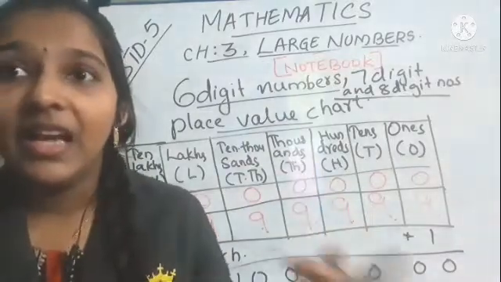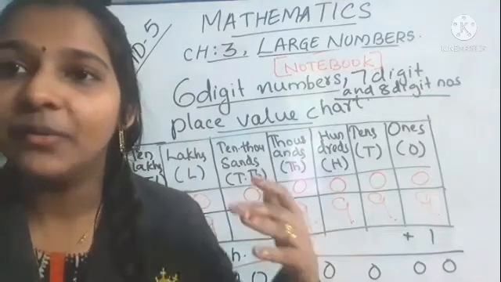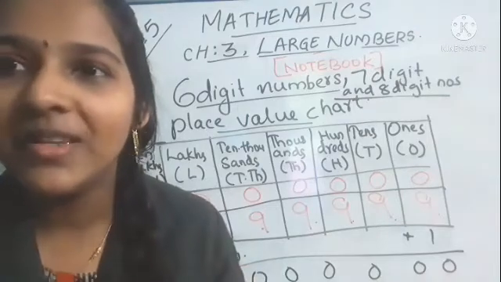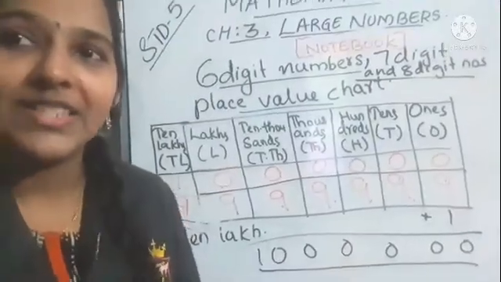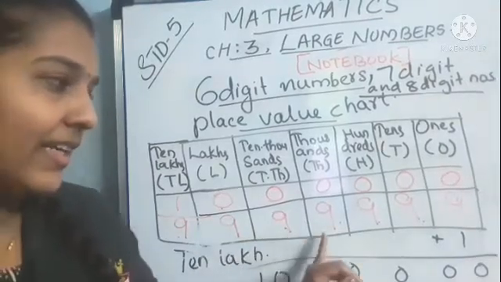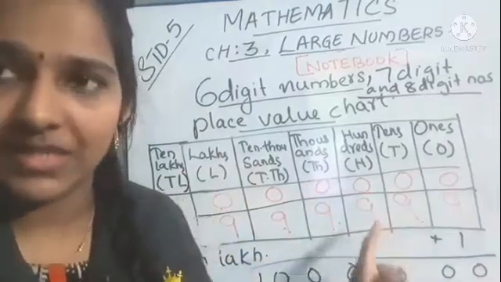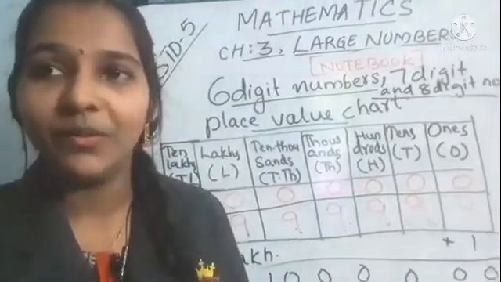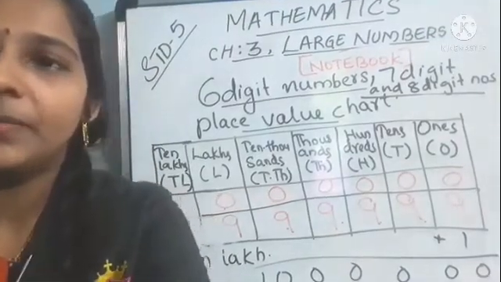Now we are checking 8-digit numbers. As we see here, we can add 1 to the largest 7-digit number to get the smallest 8-digit number. Here the largest 7-digit number is 99,99,999. When you find the successor of this number, you will get the number 1 crore. Children, I will show you that.